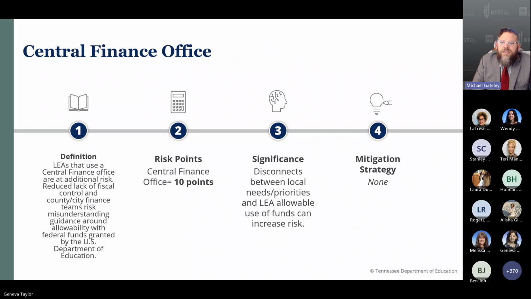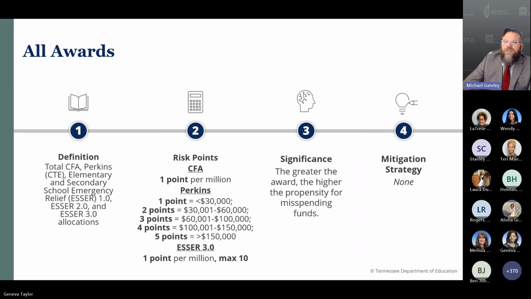For those LEAs that do have a central finance office, whether you're an 81 Act or there's just a centralized finance office, we do know that there is additional risk. Sometimes there's a lack of fiscal control or reduced fiscal control by the LEA. And because of that, we do put points towards the LEAs that have central finance offices. So you will get 10 points there. There are disconnects in communication sometimes, or breakdowns in communications with those central finance areas.